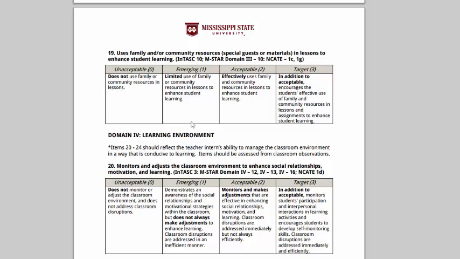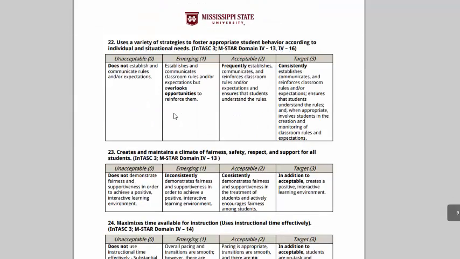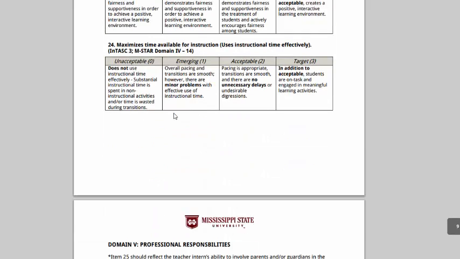Look at Domain 4. Domain 4 focuses a little bit more on classroom management. You'll see it says learning environment, monitors and adjusts the classroom environment to enhance social relationships, attends or delegates routine tasks, taking role. Do you have someone taking role for you? Are you taking role? How are you handling the task of the day-to-day operations of the classroom? Uses a variety of strategies to foster appropriate student behavior, creates and maintains a climate of fairness, safety, respect, maximizes time available for instruction. So how are you with time management?